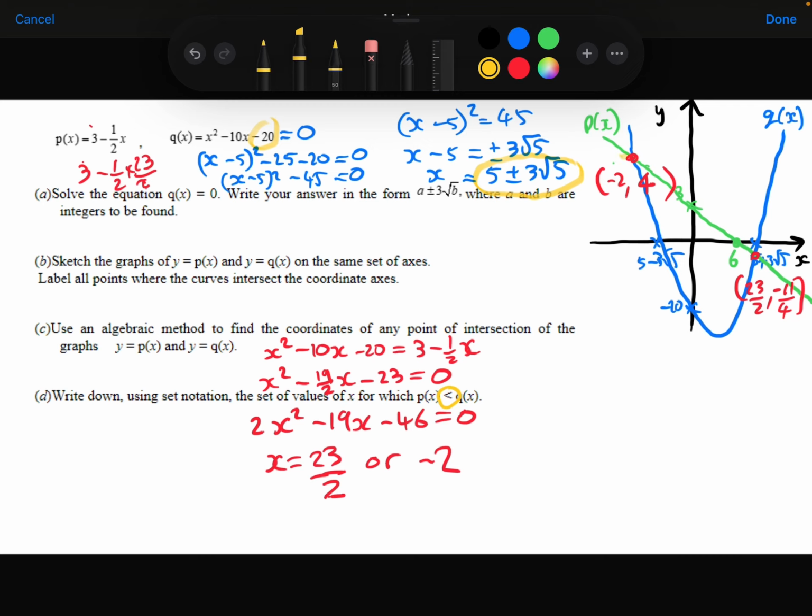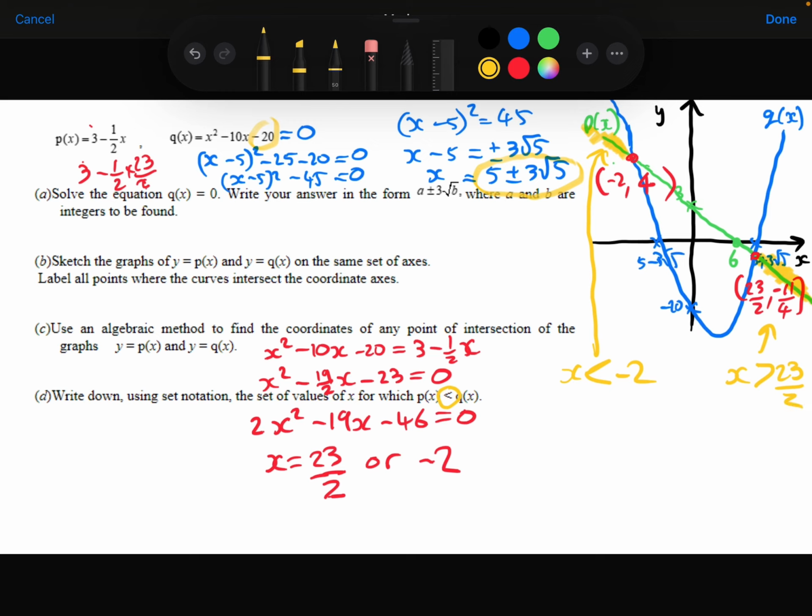Well, over here, the green is below the blue. Remember that blue is going to keep on getting up and up and up. And down here, again, the green is below the blue. So, describing the x values here, that's where x is less than minus 2. And over here, the x values have to be greater than 23 over 2.